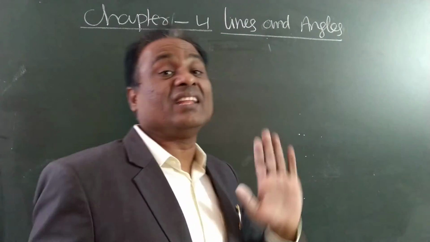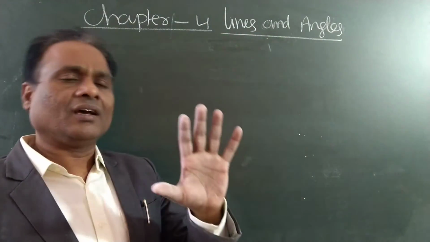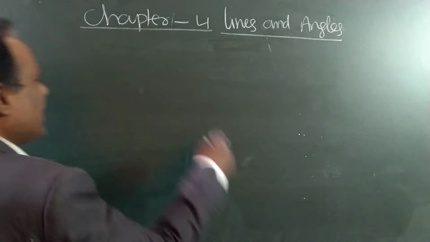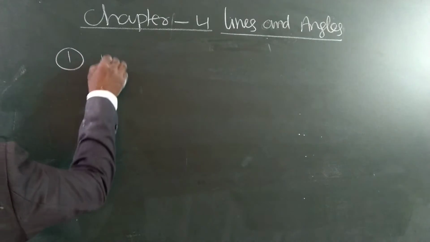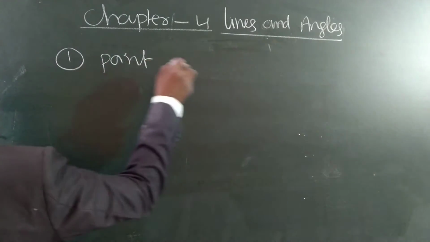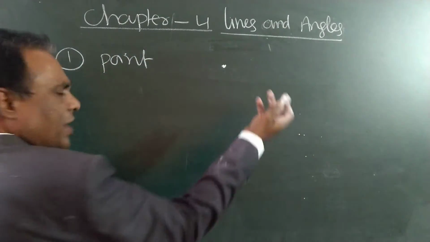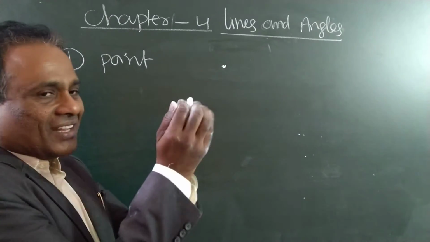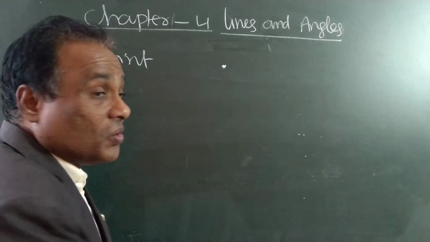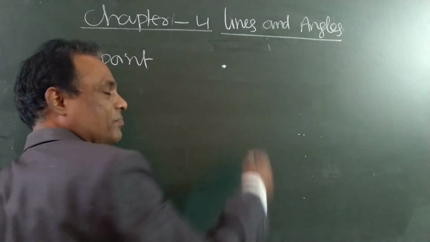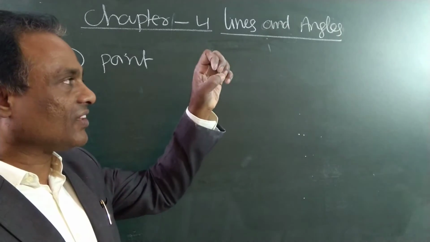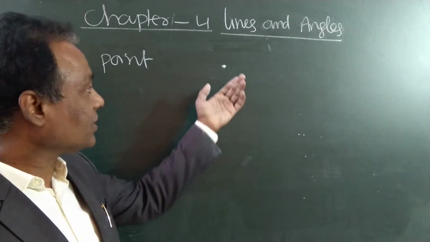This is lines and angles, geometry chapter, lines and angles. In that, first we discussed the point. Point means you know the point A, point B, like that. So if a circle's radius decreases, and if the radius becomes 0, that is nothing but a point.